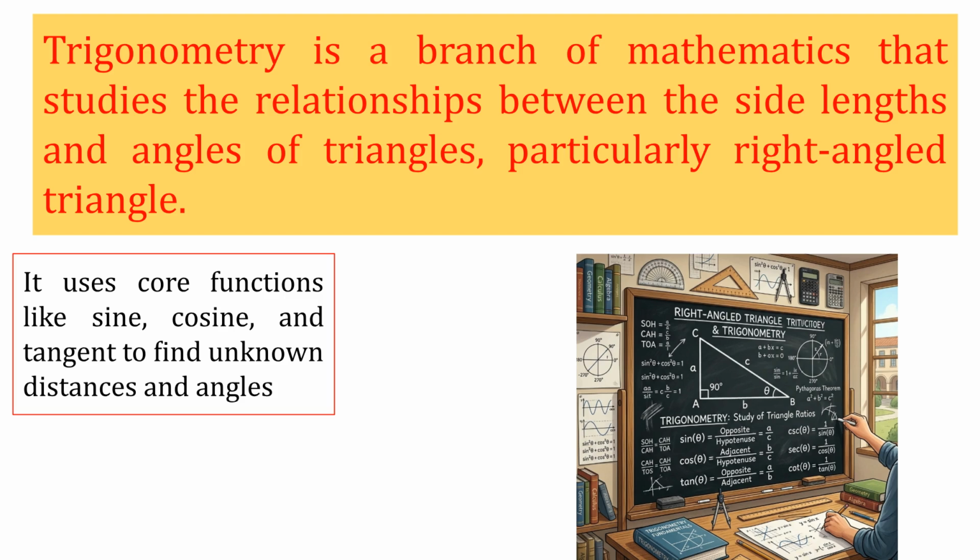Trigonometry is a branch of mathematics that studies the relationships between the side lengths and angles of triangles, particularly right-angled triangles. It uses core functions like sine, cosine, and tangent to find unknown distances and angles.